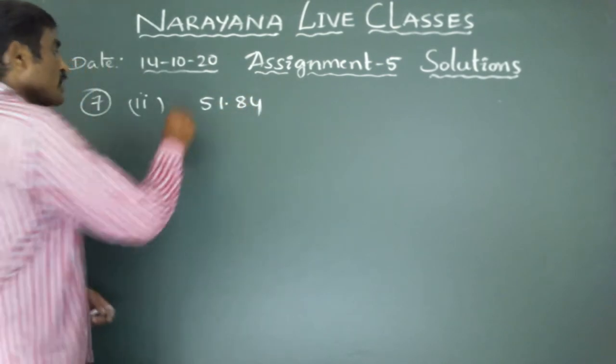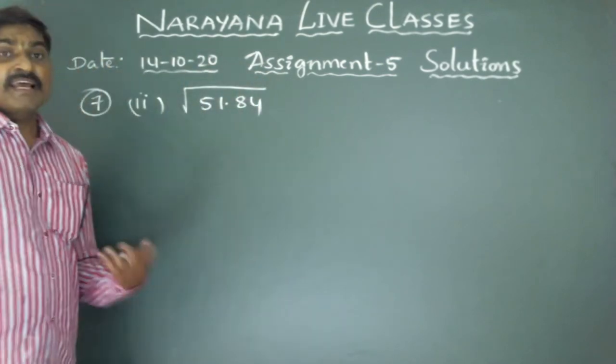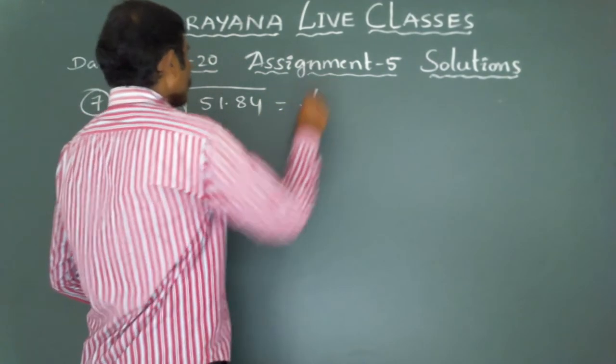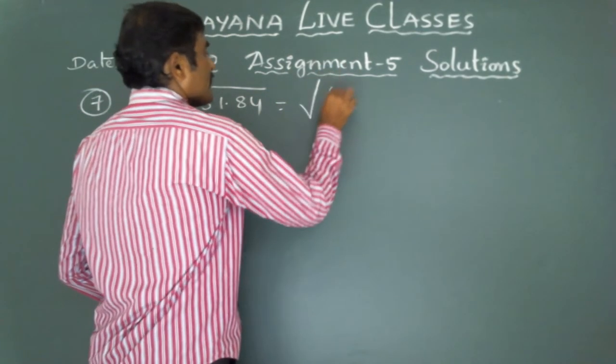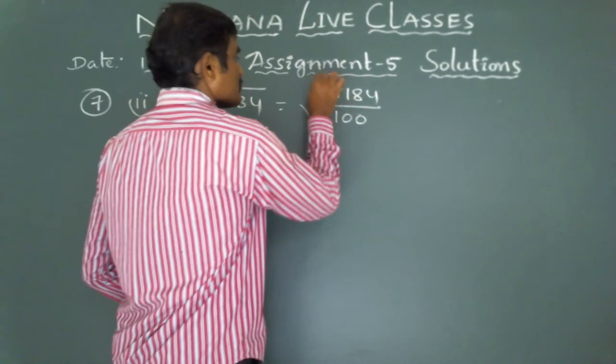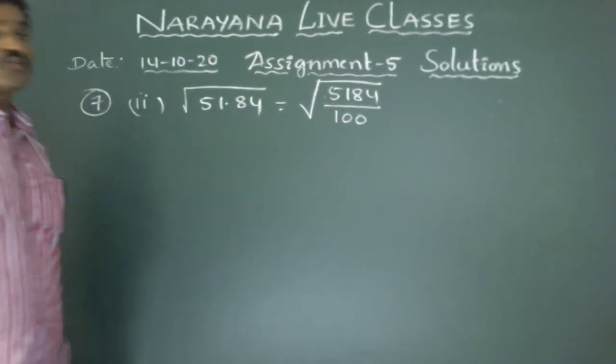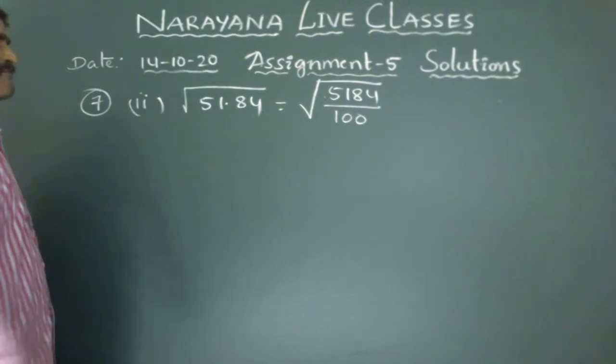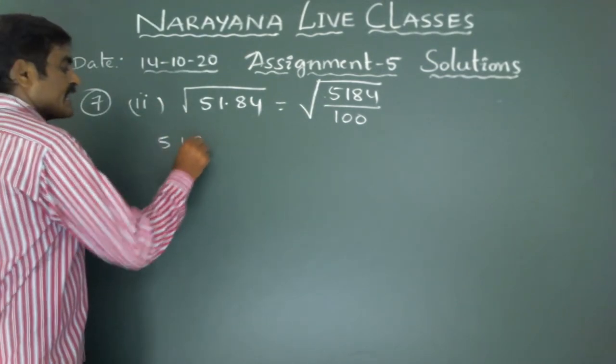Second one is 51.84. I want to find the square root of this one. Again you can write it as square root of 5184 by 1 followed by 2 zeros, because after the decimal point we have 2 digits only. So let us do the prime factorization. 5184.